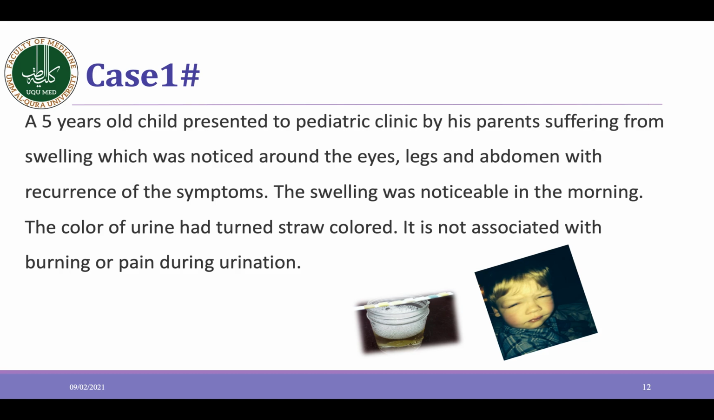Let's read this scenario. A 5-year-old child presented to pediatric clinic by his parents suffering from swelling, which was noticed around the eyes, legs, and abdomen. So he has some sort of generalized edema with recurrence of the symptoms. The swelling was noticeable in the morning. The color of the urine had turned straw colored. It is not associated with burning pain during urination. Of course, you need more information to make accurate diagnosis.